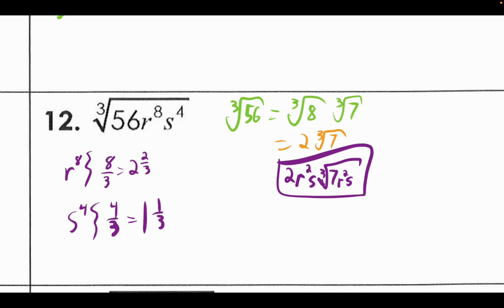And that would be our answer. So I just take these as 3 different parts: number, first variable, second variable. And if there's 5 variables, for example, then I take them as 6 parts: number, and then each of the 5 variables.